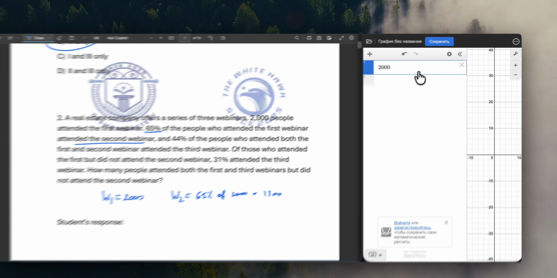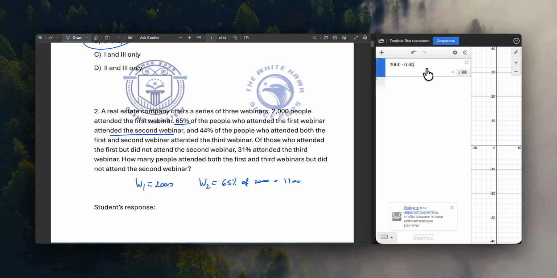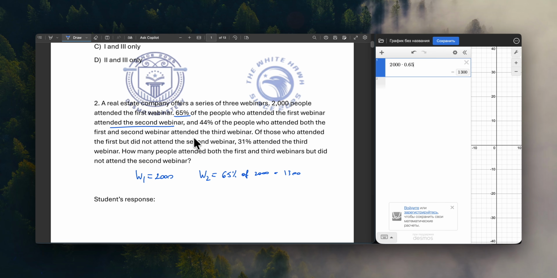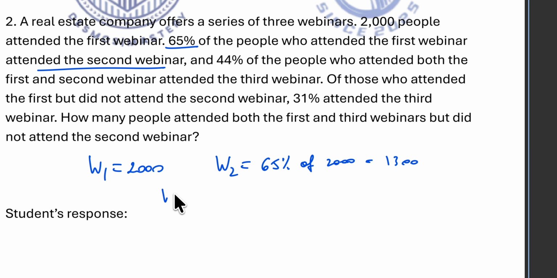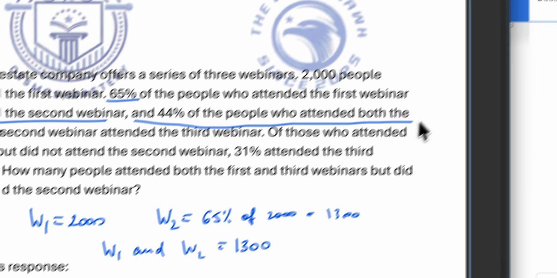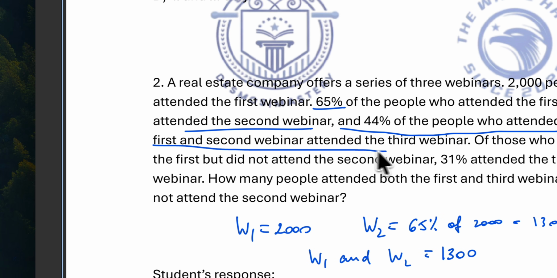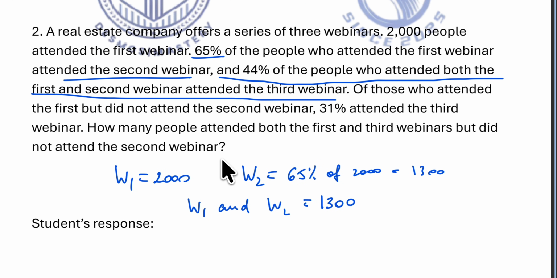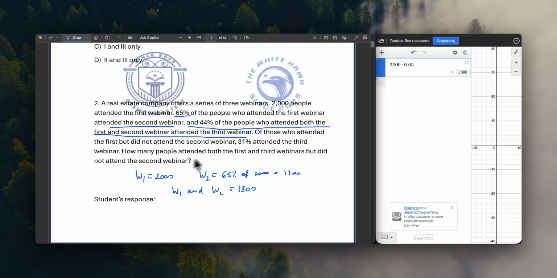Let's use the Desmos. So yes, 1,300. And what it means is the first and second webinar is 1,300. And 44% of the people who attend both the first and second webinar attend the third webinar. So that means first and second and third, 44%.